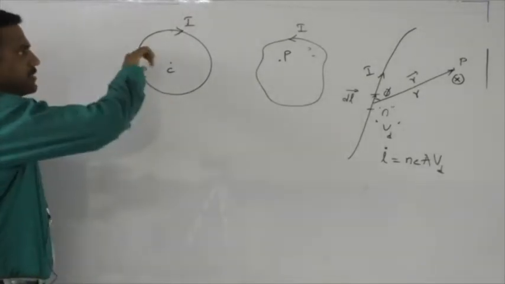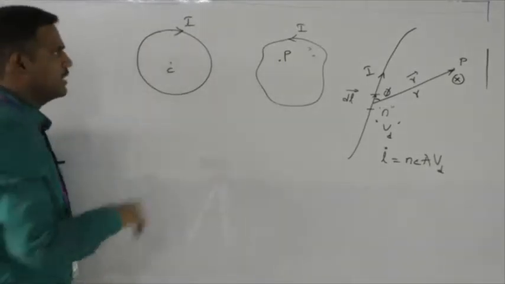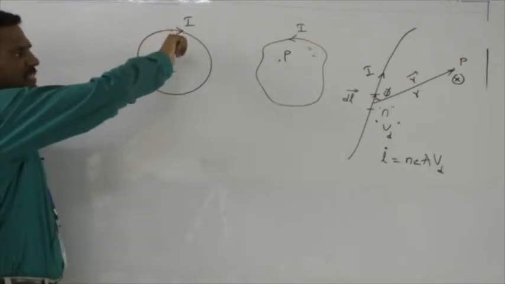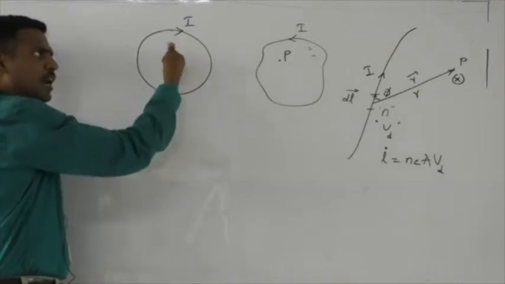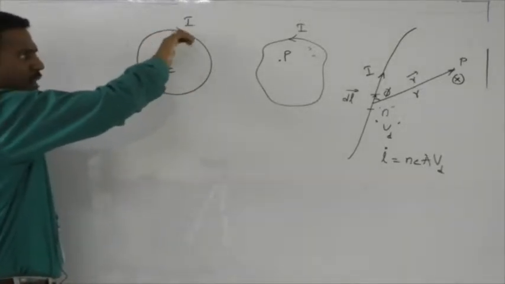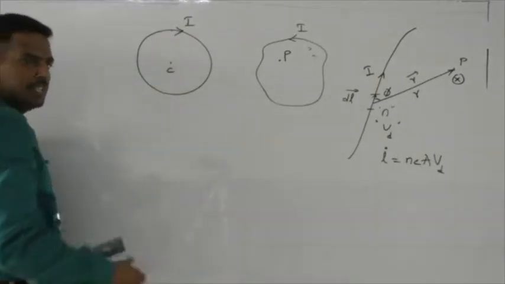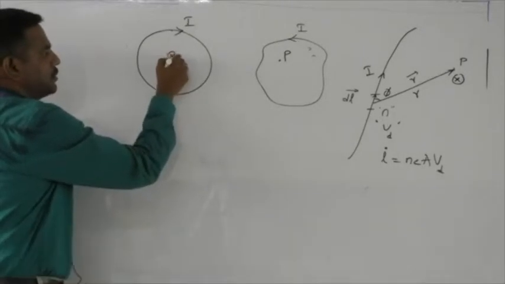So if the current is going like this, either clockwise or anti-clockwise, let it be. Here the current is going clockwise. Now I have to curl the fingers in the clockwise direction. Then my thumb will either move into or out of this plane. So here the current is going like this. Therefore I have to curl my fingers in this direction. The thumb is showing into the plane of the board. Therefore at the point C, the direction of magnetic field is into the plane.